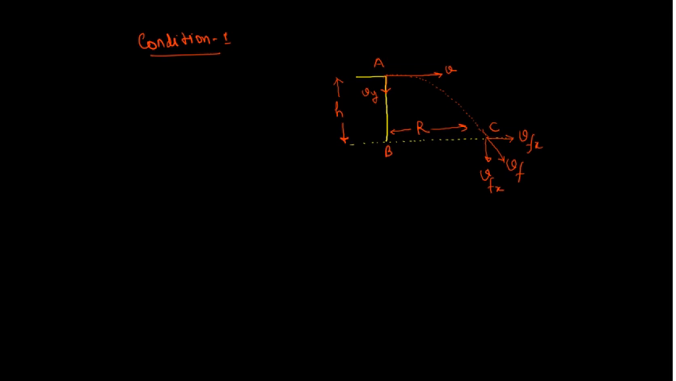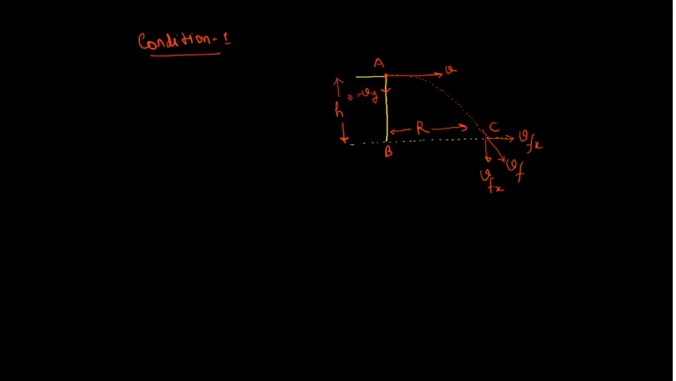So here's condition 1. Condition 1 says that we are throwing some object from a particular height, and here you see the velocity provided to this object placed at A is given in the horizontal direction. So its vertical component will definitely be 0. Why is it 0? Because at this time it is making a 90-degree angle with the vertical direction. So this is the zero velocity.